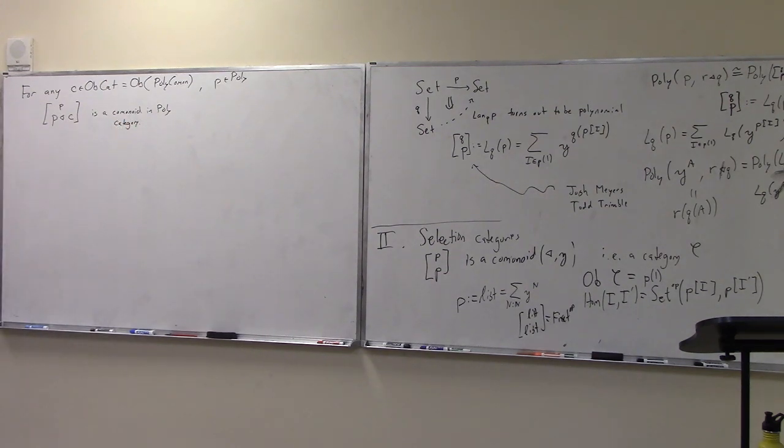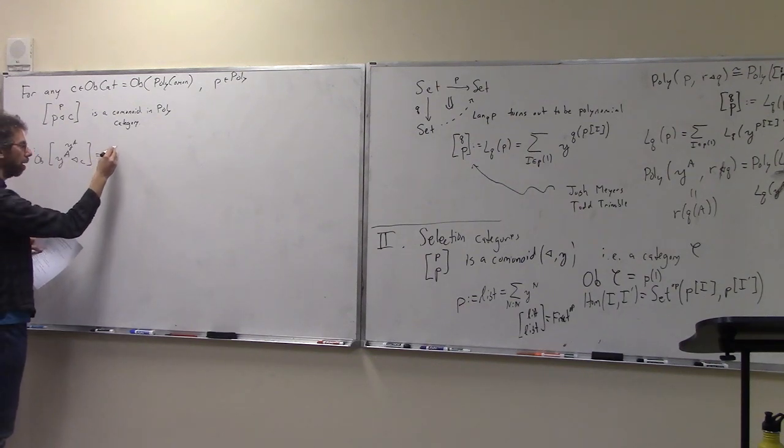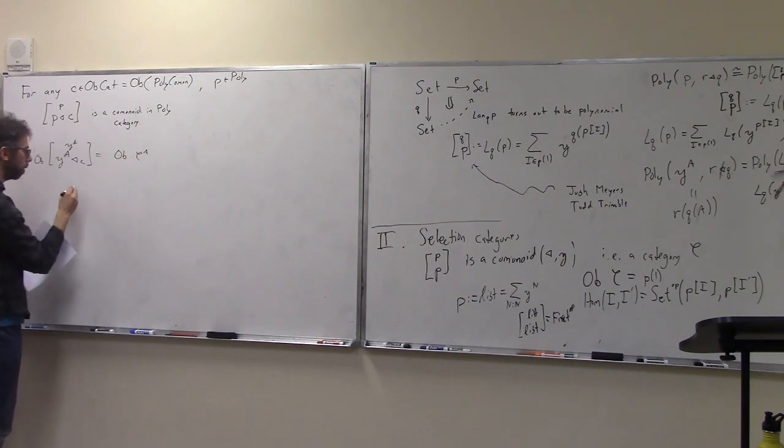So what category is it? Okay, here's what category it is. I'll just give it to you by example. This thing is a category. Its objects are Ob C to the A.